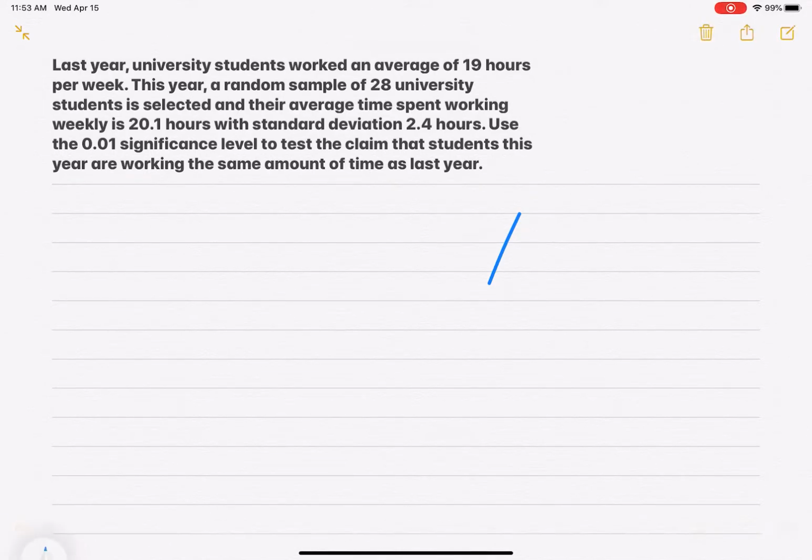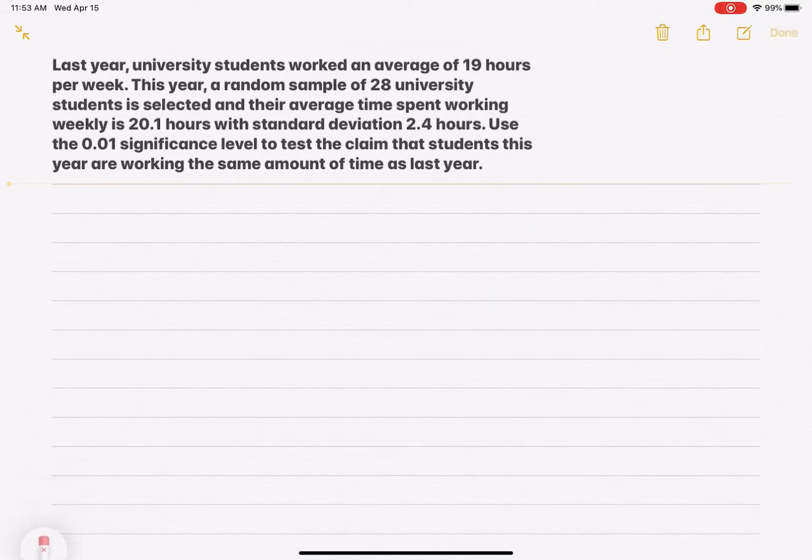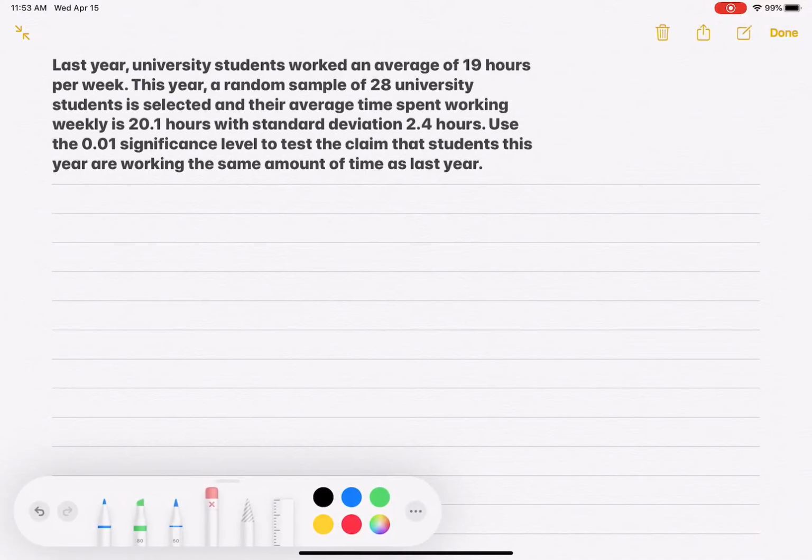So we'd like to look at another hypothesis test. So here we have a situation. It says the following. Last year, university students worked an average of 19 hours per week. That was last year.